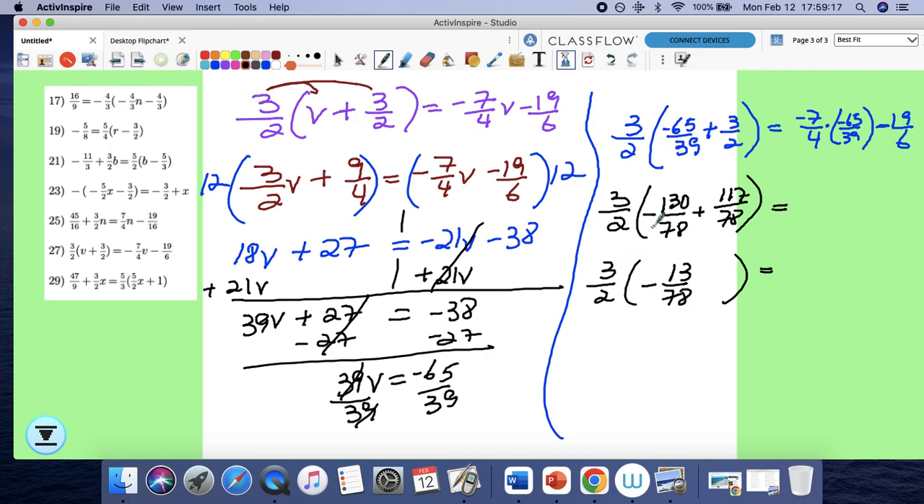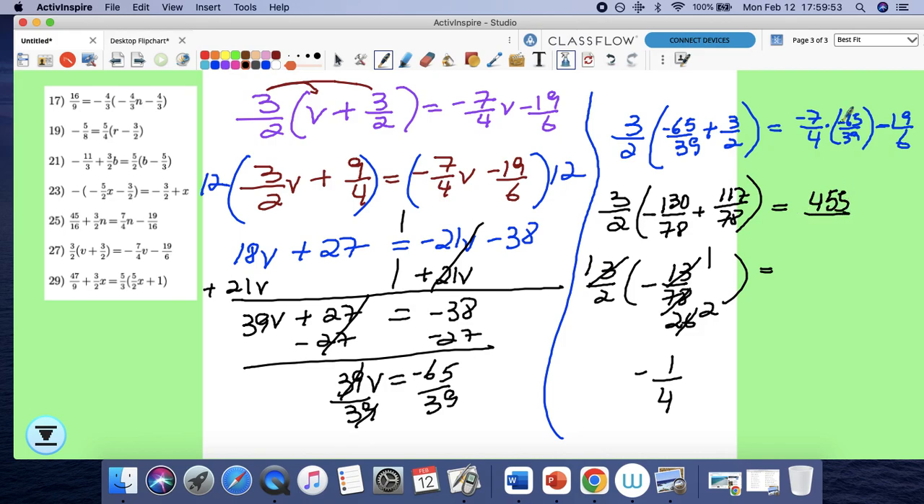I can simplify the 3 and 78. 78 divided by 3 is 26. So this one becomes 1. This one becomes 26. And look at that. I can simplify 26 and 13. This becomes 1. This becomes 2. I multiply these two, I actually get negative 1 over 4. On the right side, I can multiply these two right away. It's going to give me a positive. Simplify anything? Doesn't look like it. So 7 times 65 is 455.